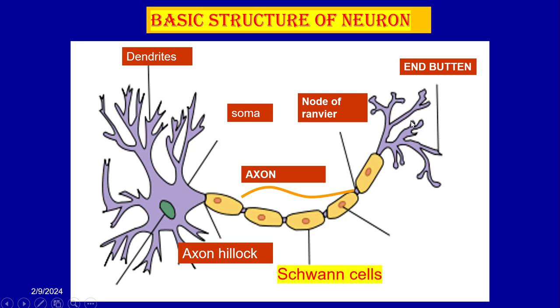The axon is covered by a sheath, and this sheath is made of Schwann cells, and is called the myelin sheath. In each Schwann cell there is a nucleus, and the outer layer of the Schwann cell is called the neurolemma.